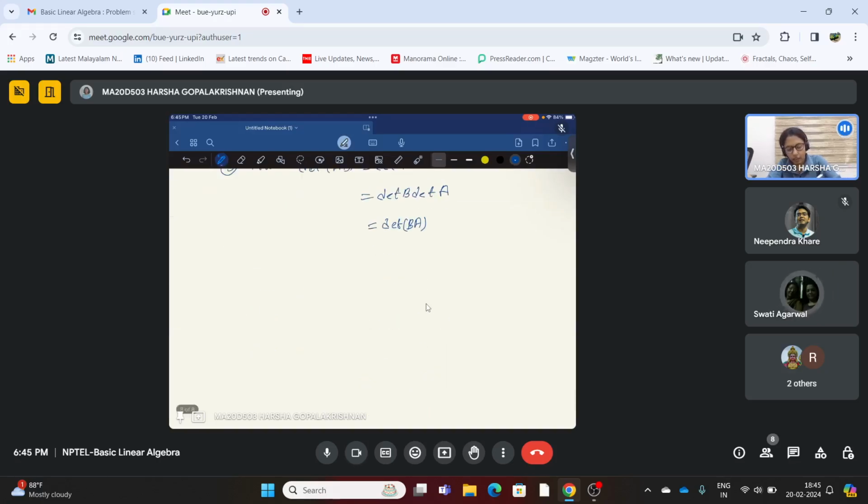In general, an example: 0, 1, 0, 0 and 0, 1, 0, 0. Both are different matrices, but their determinants are the same, right? Is there any confusion? Okay, got it. Thank you.